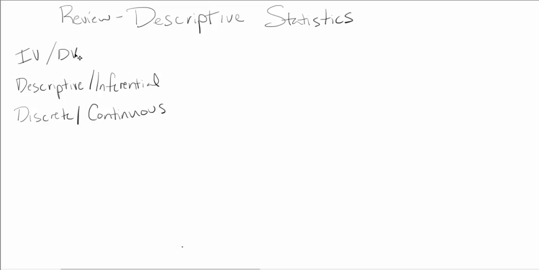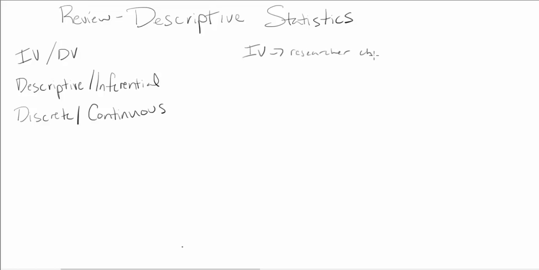So right off the top of the bat, first, IV versus DV. So independent variable versus dependent variable, and the ability to discern which is which in any given research study is going to be very important. It's important for designing research studies. It's important for interpreting research studies. So remember that the IV is what the researcher changes, right?